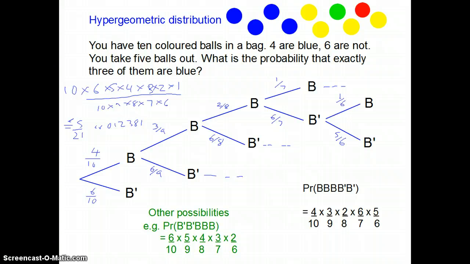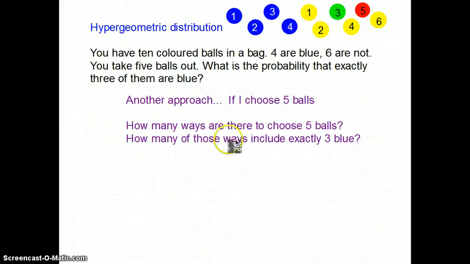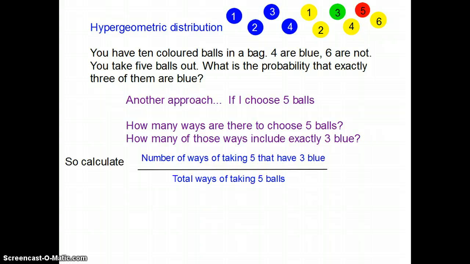Okay, now another approach to that would be to look at it this way. If we're choosing 5 balls in total from the 10, how many ways are there to choose 5 balls, and how many of those ways include exactly 3 blue balls? Then what we could do is just take the number of ways that have 3, out of the total ways of taking 5. And that would give us the same answer that we just worked out.